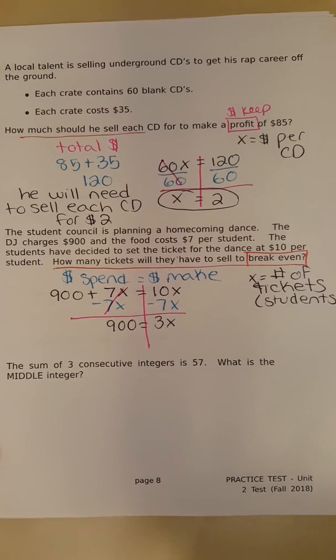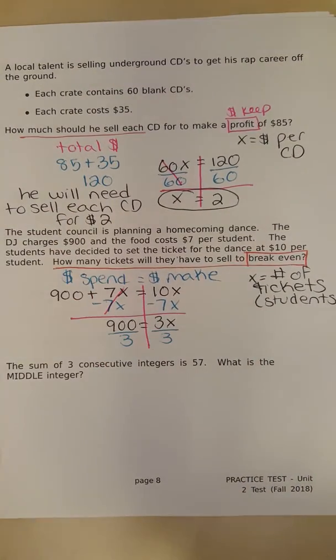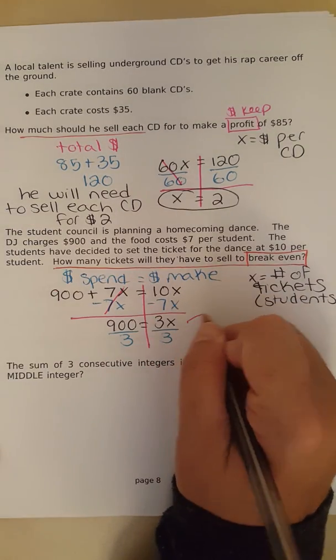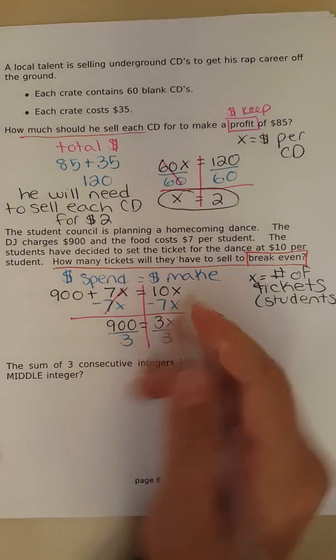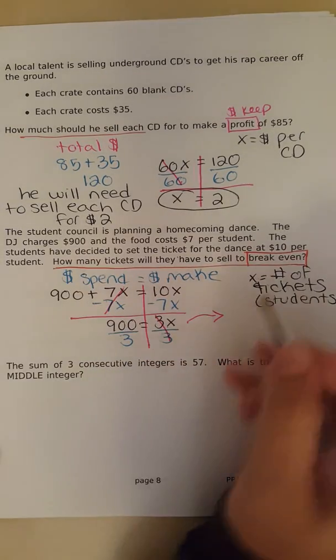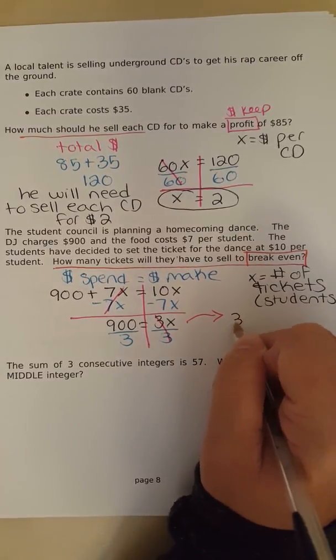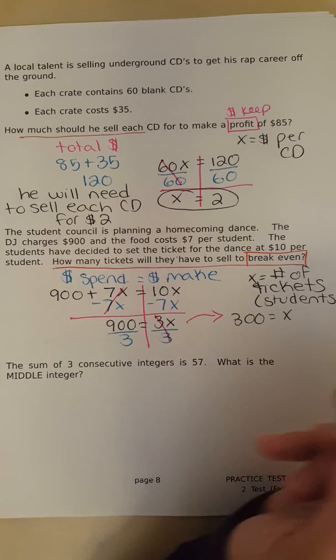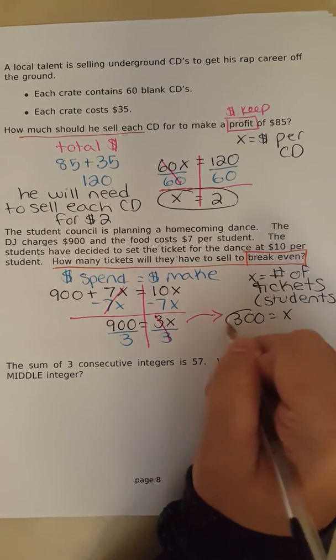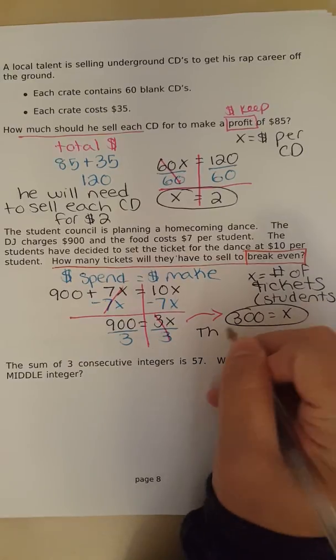The opposite of multiplying by 3 is dividing by 3. So I'm going to divide both sides by 3. And I'm going to move and write my answer over here. On the right, 3 divided by 3 will give us 1, or just x. On the left, 900 divided by 3 is going to give us 300. So our answer, we have 300 equals x. But really, they will have to sell 300 tickets.